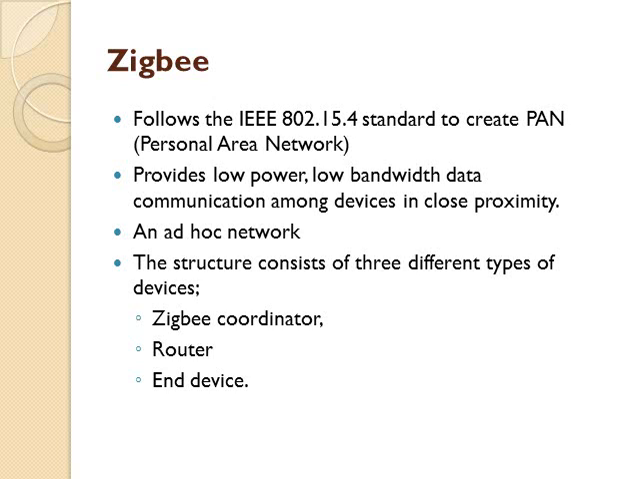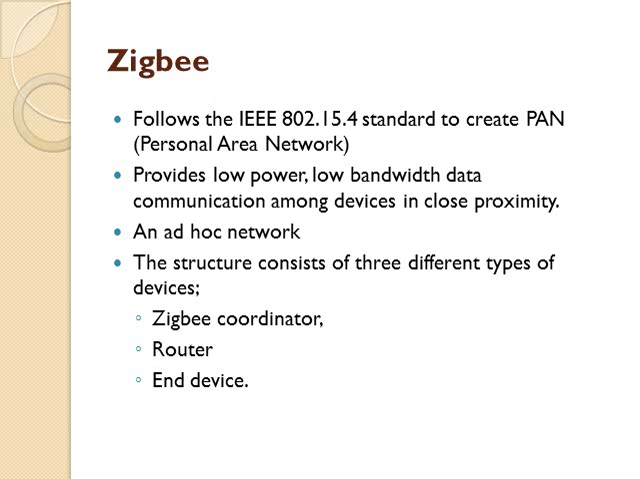ZigBee is having the IEEE 802.15.4 standard to create personal area networks, which is a low power, low bandwidth data communication that enables data communication among the devices which are in close proximity. Similar to Bluetooth, ZigBee is also an ad hoc network where the devices are getting connected spontaneously.